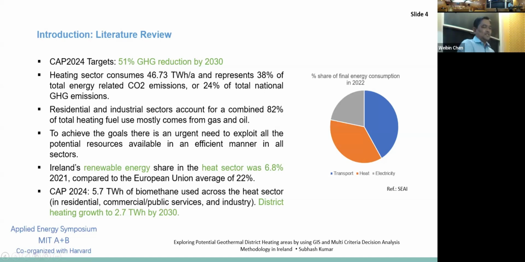The government has set a target for district heating applications to be used until 2030. It is 2.7 terawatt hours, and we think that geothermal will be a key player in district heating developments in Ireland.